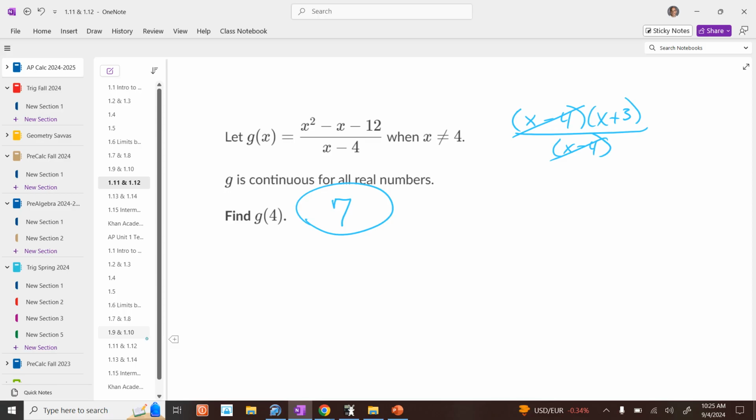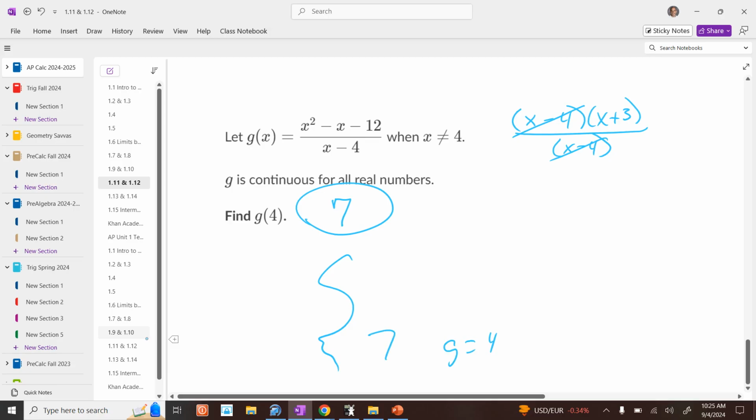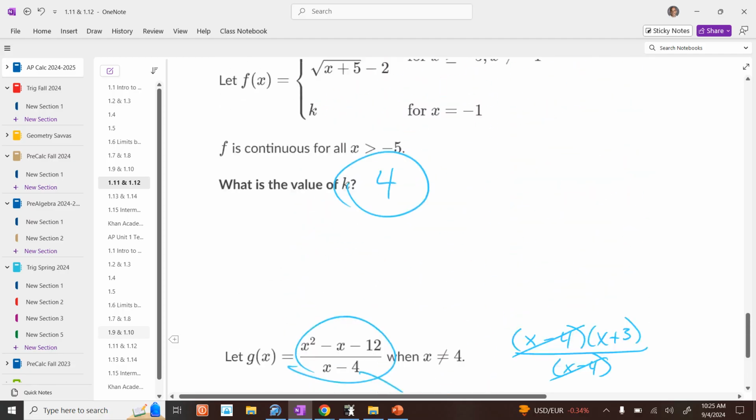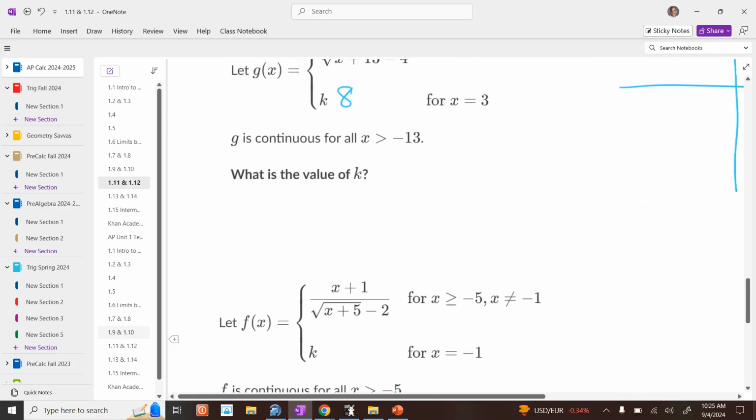Okay, so you have the piecewise function: 7 if x is equal to 4, and if x is not equal to 4, then this goes here. Okay, so that's the basics of what you're doing in this.